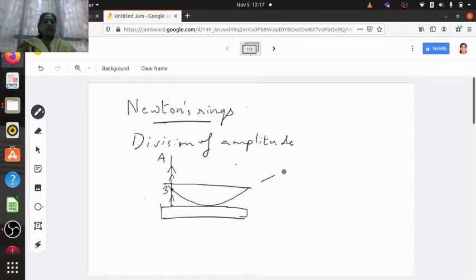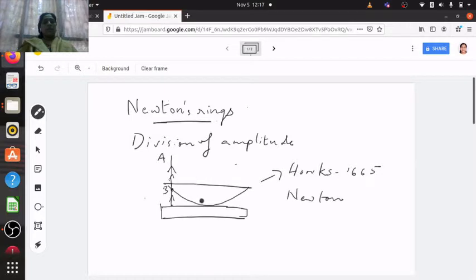Actually, this type of arrangement was first suggested by Hooke in 1665, and it was actually investigated by Newton, so it is called Newton's ring. So let us discuss more about the experimental arrangement. When monochromatic light falls on this arrangement, we get a series of concentric bright and dark rings.